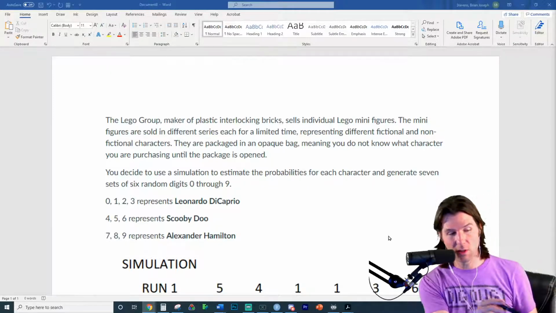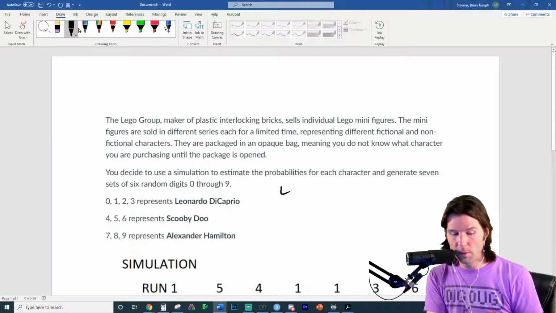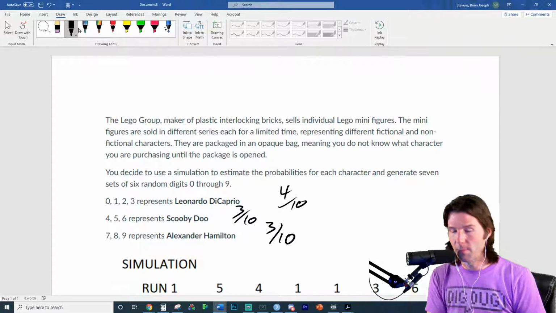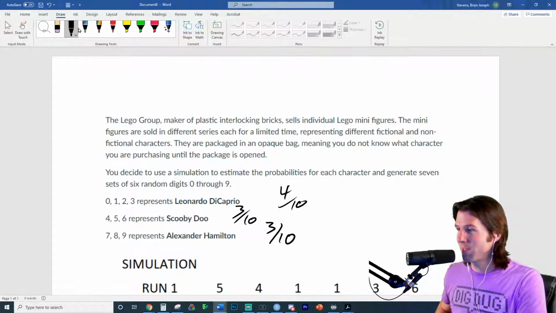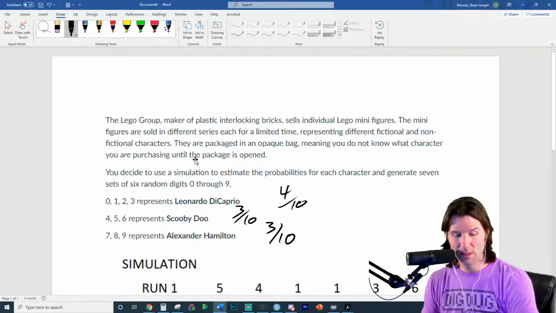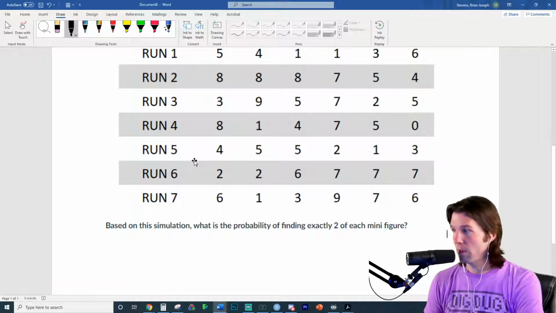We've asked questions like this on the exam, like what is the probability of Leonardo DiCaprio? There are 4 numbers out of 10, 3 numbers out of 10, and 3 numbers out of 10 right here. So the probability for each of these is 40%, 30%, 30%, and we want to see what is the probability of finding exactly 2 of each minifigure.